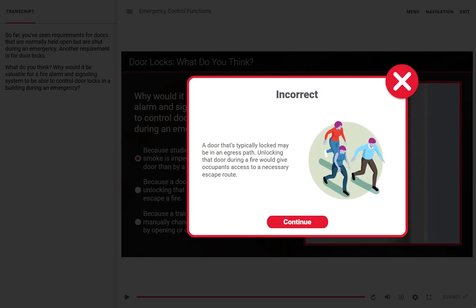Sorry, that's incorrect. A door that's typically locked may be in an egress path. Unlocking that door during a fire would give occupants access to a necessary escape route.